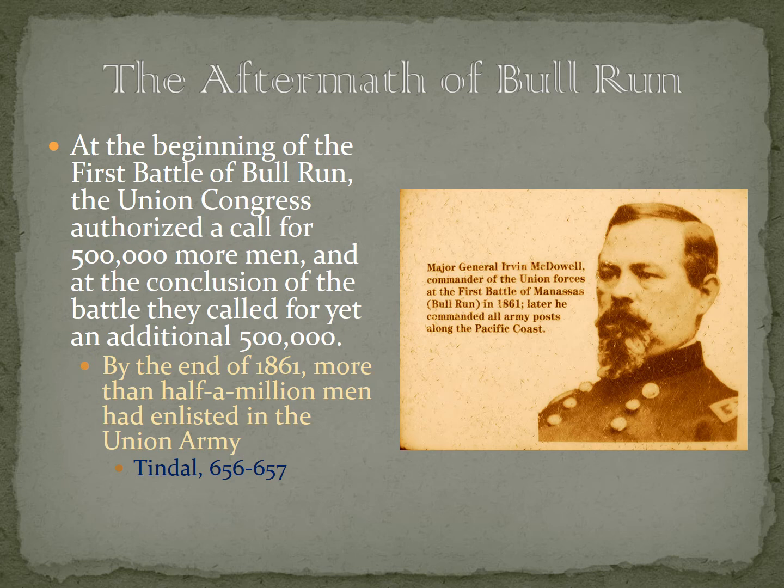It says by the end of 1861, more than 500,000 men had enlisted in the Union Army. Now here on the right, we've got Major General Irvin McDowell, commander of the Union forces at the First Battle of Manassas, or Bull Run. Later, he commanded all Army posts along the Pacific coast. McDowell will be removed as the head general because he was not seen as a professional soldier of the likes that the Union needed. Initially, Abraham Lincoln offered the position of General-in-Chief to Robert E. Lee, who eventually becomes the lead general for the Confederacy, not for the Union. The reason Lee chooses not to take it, and it is eventually given to McDowell, is because Lee says he will not raise an army to invade his home.